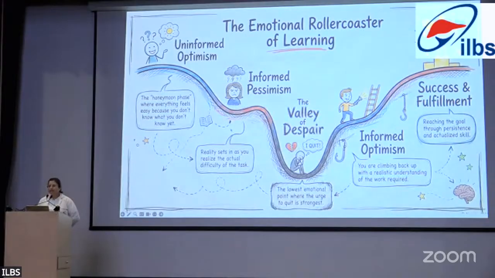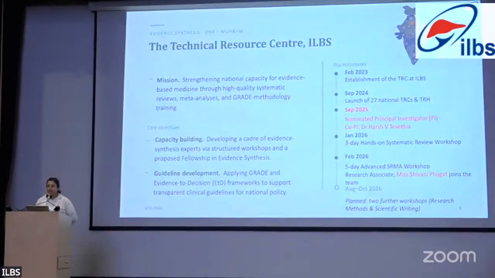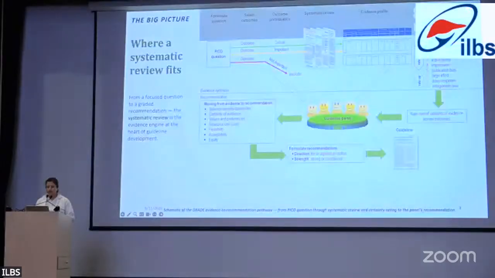When we think about doing systematic reviews, meta-analysis, evidence synthesis, GRADE assessment, we often find ourselves in this valley of despair where we are ready to quit. So this will be a first start to get out of this towards informed optimism. We at IBS are one of the 27 technical resource centers across India, with the core objectives of capacity building for evidence synthesis experts and also guideline development and applying GRADE and evidence to decision frameworks, various terms which we will be getting to know throughout this.